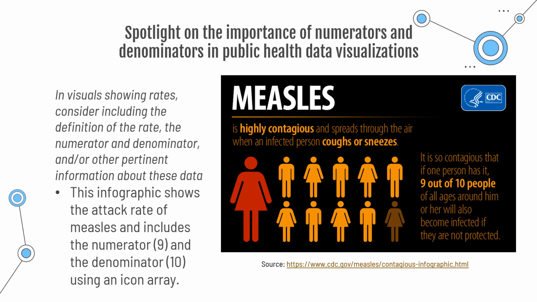So rather than saying the attack rate, which is an epidemiological term, instead the graphic says that measles is highly contagious and that it's so contagious that if one person has it, 9 out of 10 people of all ages around them will also become infected if they are not protected. So again, showing the numerator, denominator, and also what this actually means for someone to use the data to make their own risk assessment.